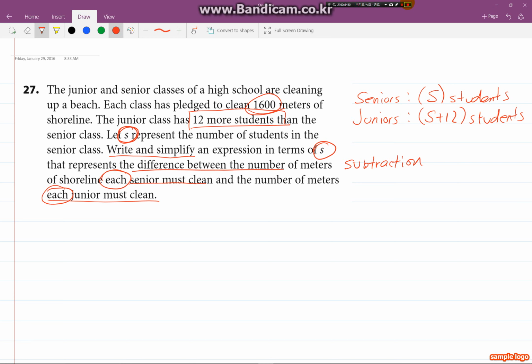Both groups are cleaning the same amount of the actual shore, right? 1,600 meters. But how much does each student clean? Well, if you have two students and you have to clean 1,600, then you divide 1,600 by 2. And if you have 3 students, 1,600 divided by 3, etc. So if you have S students, seniors clean 1,600 divided by S meters per student.